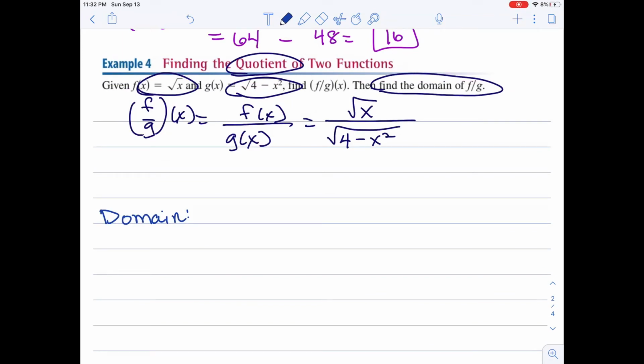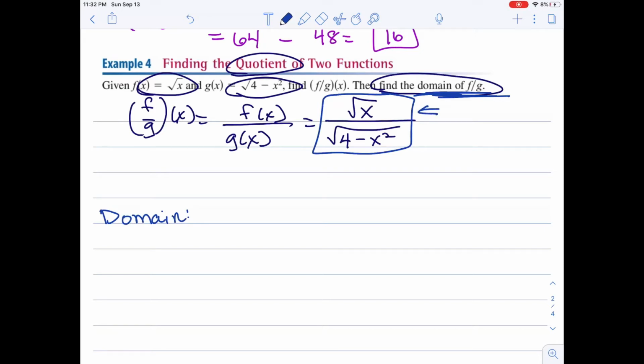And actually, we can't do anything with this, so we're going to leave it just the way it is. But keep in mind, we need to look for the value of the domain. Okay, so what do we know about the domain? Well, we have to look at our functions to see what they can and cannot equal.